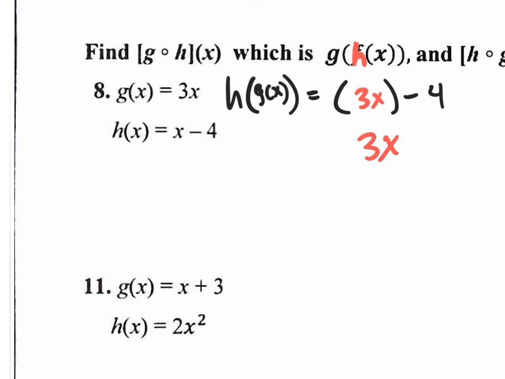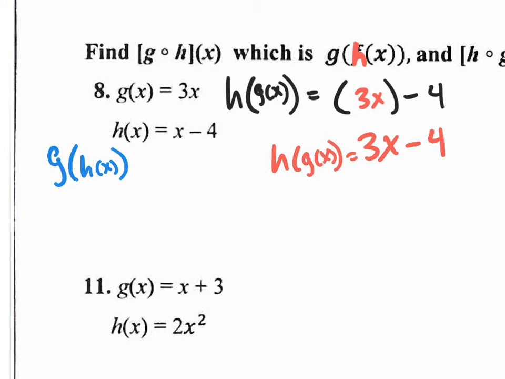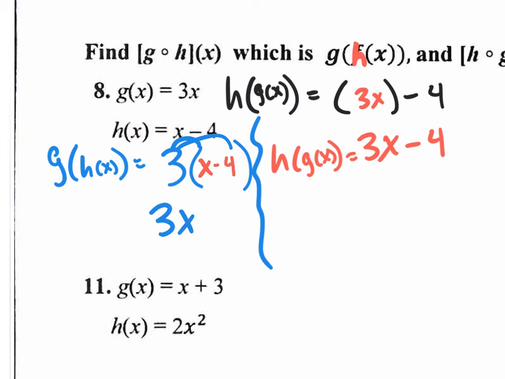So the answer is 3x minus 4. That's for the h of g of x. Now let's do the opposite one, the g of h of x. We're going to plug the h of x into the g of x. Let's start by writing our g of x function. The g of x function really is 3x, but we put parentheses, and we're going to plug the h of x right in there, which is x minus 4. Now right here, the parentheses are definitely essential because you have to distribute that 3 to both terms. So your final answer for g of h of x is 3x minus 12.